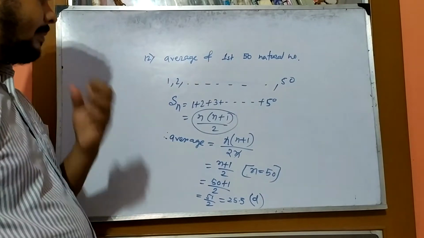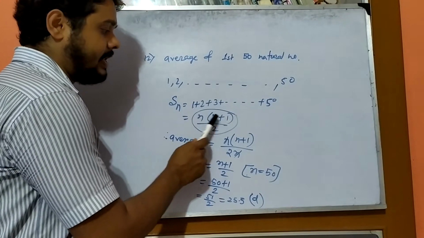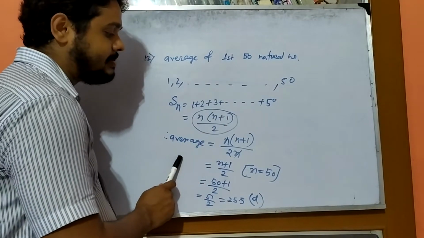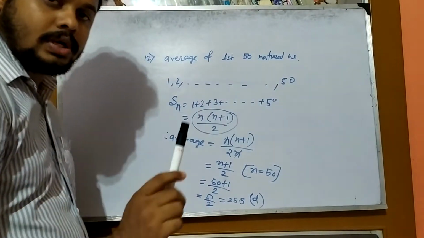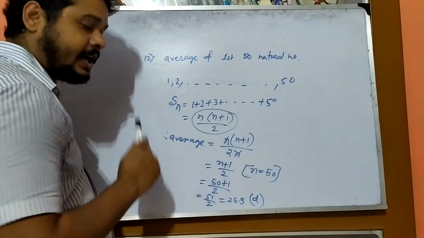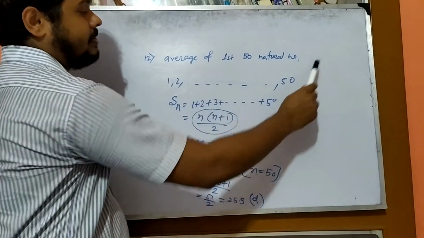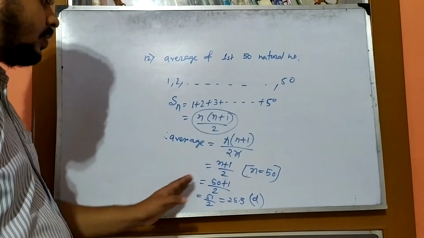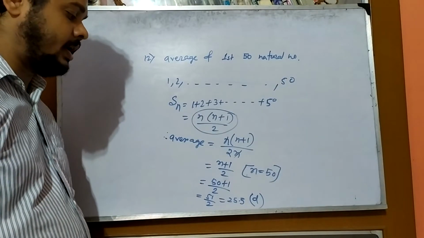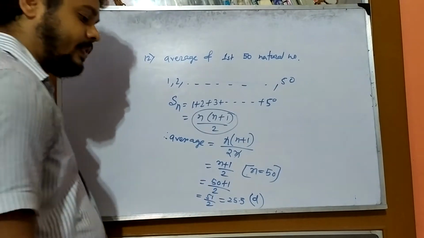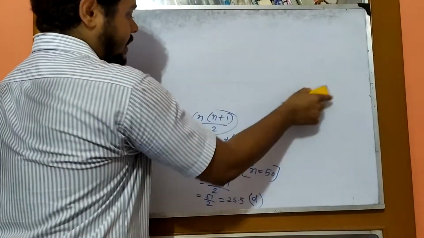Clear? I repeat once again, the sum of the first n natural numbers is n into n plus 1 by 2. Now average means we have to divide by n, because the total number of terms is n. After cancellation it comes to n plus 1 by 2. Hence, putting n equals 50, we can get the average 25.5. Now I am coming to the next one.